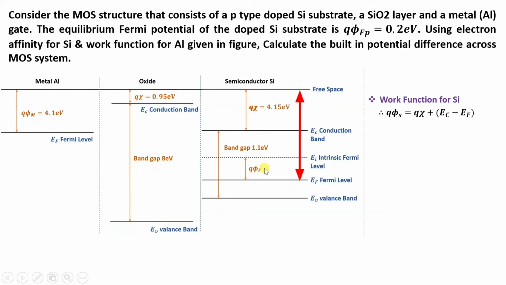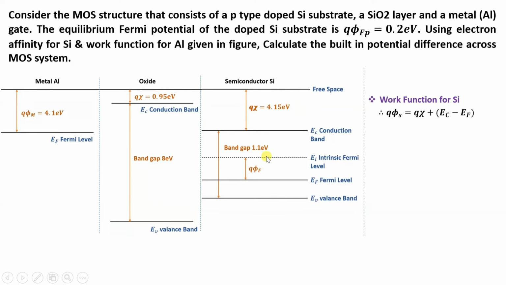So how to calculate this? You see, we have been given this value Q of phi F, the equilibrium Fermi potential for the Si substrate. We have not been given EC and EF, we have been given Q phi F. So if you identify this amount, then we can algebraically sum this, this and this value, right? So how to calculate this much amount?